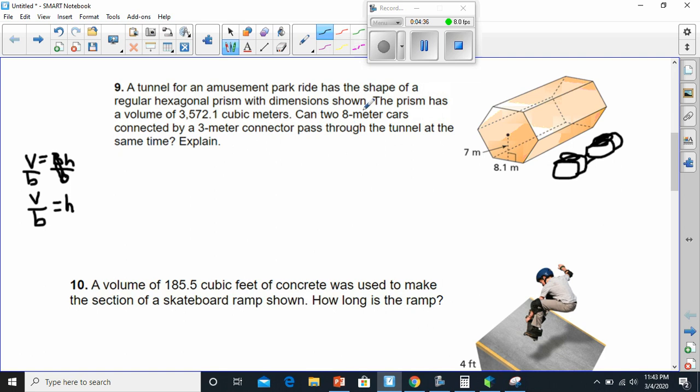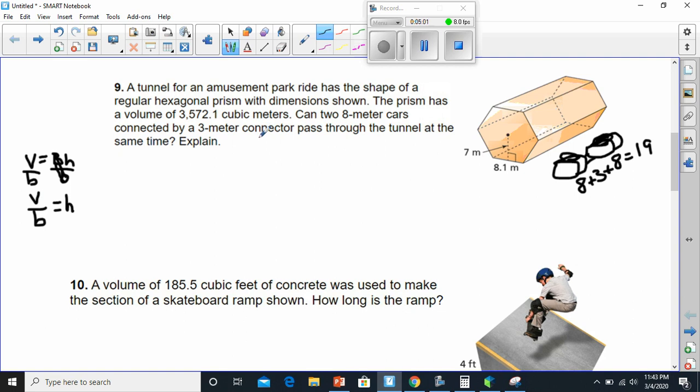And that'll tell us how long it is, and then we can see if it's long enough. We know these 2 cars right here are 8 meters, and they're connected by a 3-meter connector. So 8 plus 3 plus 8, well, 8 and 8 is 16, 17, 18, 19. That means I need it to be longer than 19 meters in order for both cars and the connector to fit.